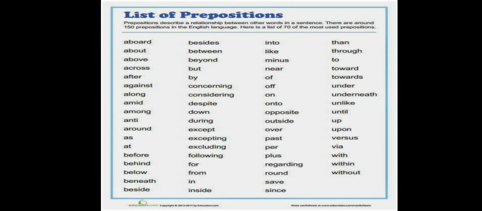Here is a list of prepositions. There are around 150 prepositions in the English language. Here is a list of 70 of the most used prepositions. Have a look at it and try to keep a screenshot of it.